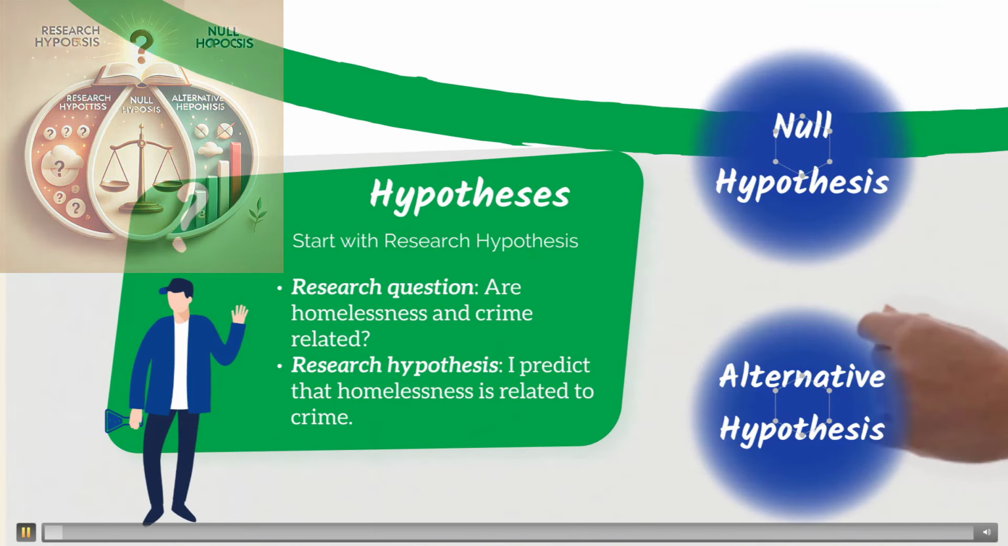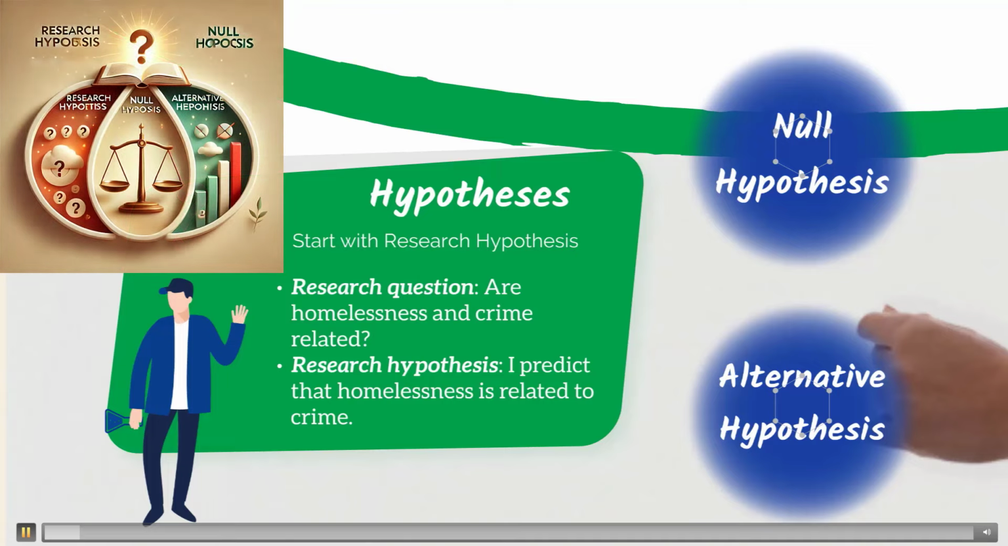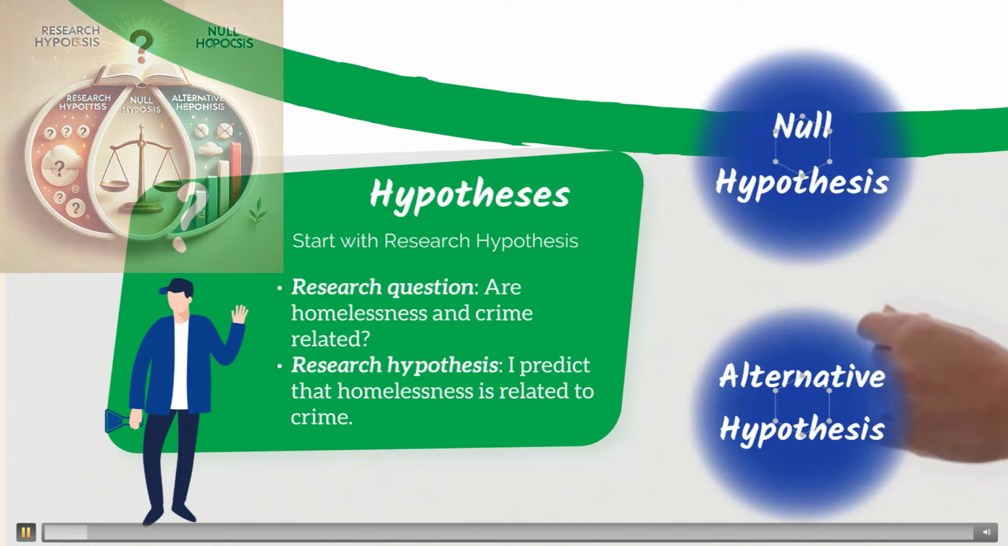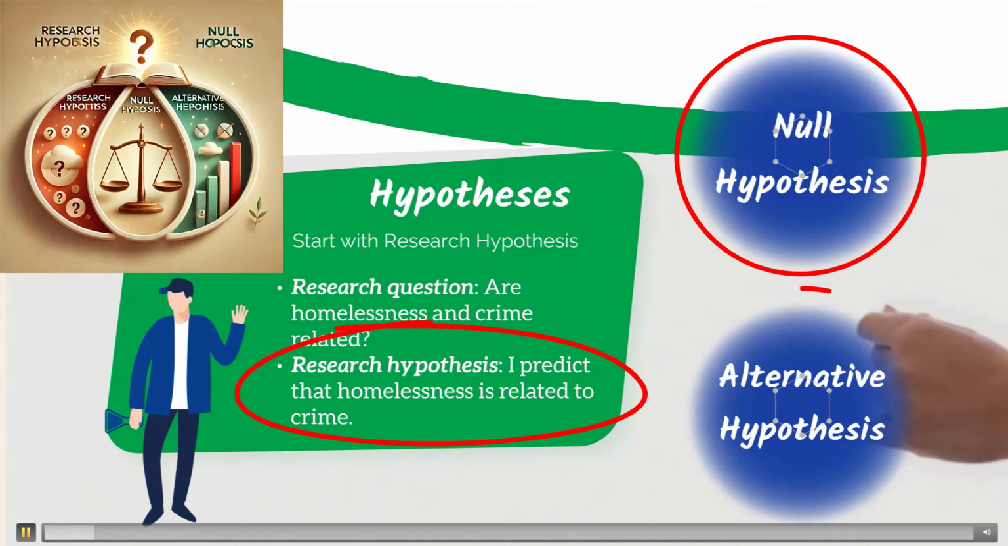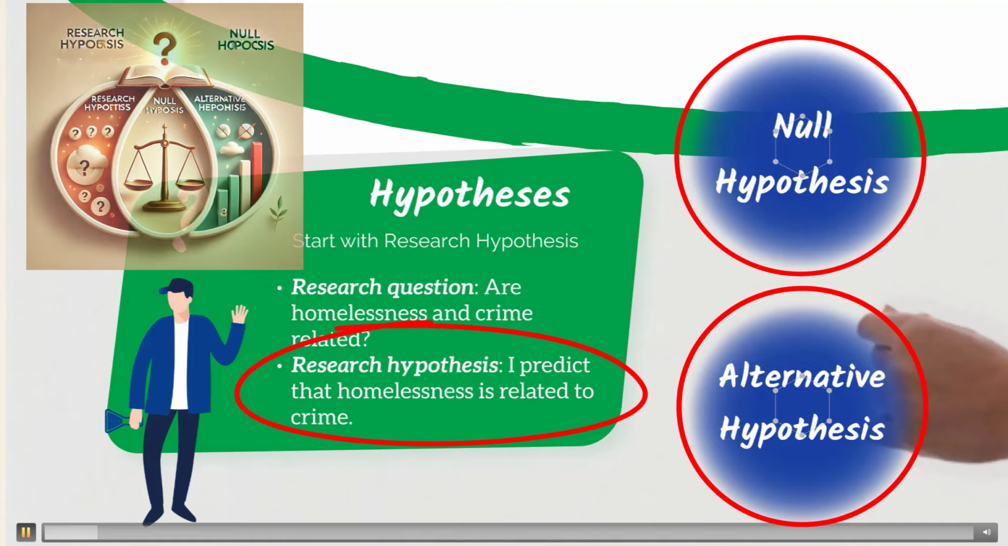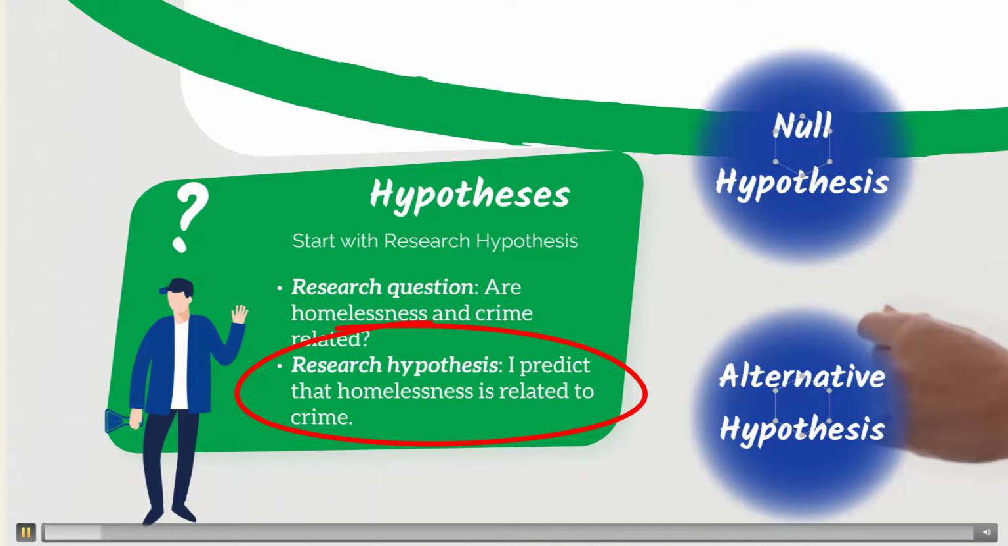Hypotheses are specific statements about the relationship between two or more variables and are derived from more general theories. They demonstrate an educated guess about the relationship or differences between variables in scientific research. There are three types of hypotheses: research hypotheses, null hypotheses, and alternative hypotheses. A research hypothesis states an expected relationship between variables in positive terms.